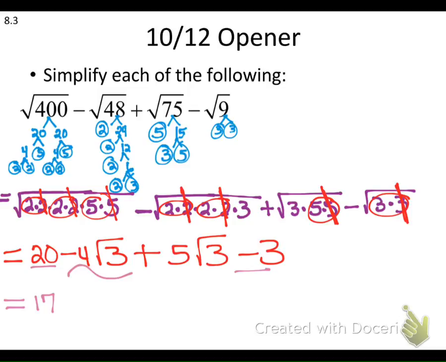Then my next like terms are negative 4 square root 3 plus 5 square root 3. So what's negative 4 plus 5? Is it 1? 1 square root 3? Yeah. Excuse me, how can I write this in simplest form? 17 plus square root 3. Get rid of the 1, right? You can leave the 1 there, but if you're writing it in simplest form, you can just get rid of it. Either way would be acceptable.